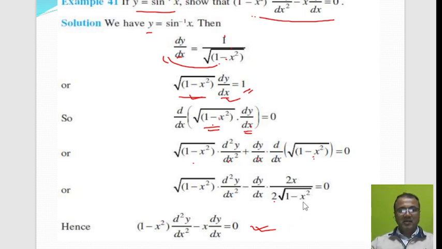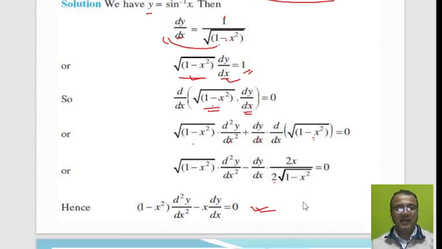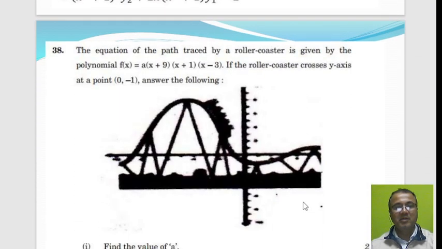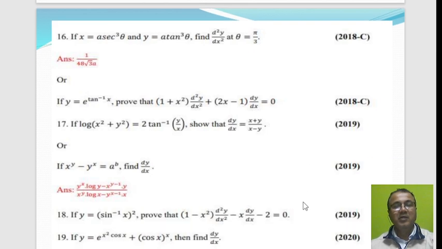You try to do some more questions using the second derivatives. I have taken some more questions here, okay, and some more assignments are given to you. I have prepared some assignments, at least you try to solve all these questions. I have taken some of the board questions here, 2019, 2020. Okay, students, I hope you'll understand all these things and you try to solve all these problems.